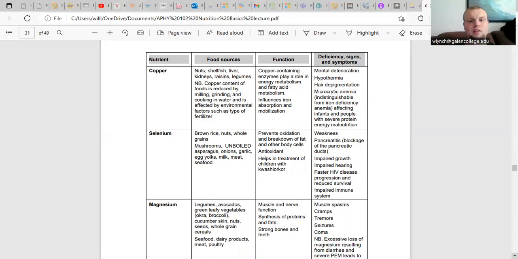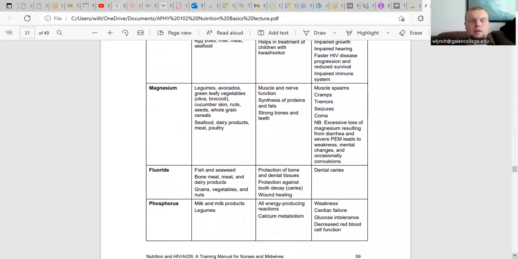Selenium is going to be a micronutrient that comes in a pretty small quantity. It's going to prevent oxidation and breakdown of fat, and also helps as an antioxidant. We get this from sources like brown rice and nuts, mushrooms, asparagus, onions, garlic, and egg yolks, things that are uncooked or unboiled.